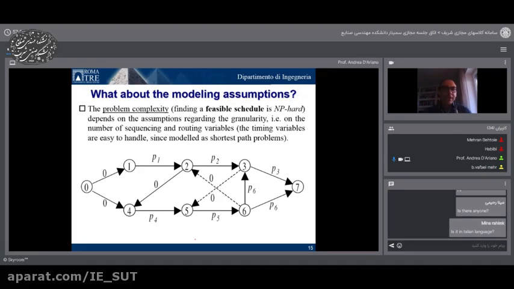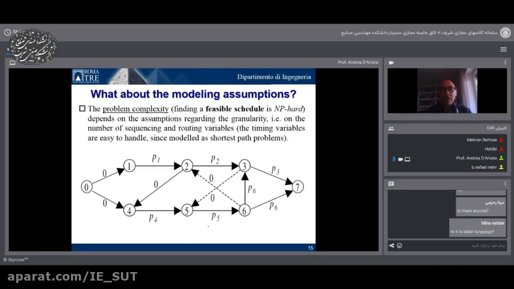This means that we are dealing with a problem in which the complexity explodes exponentially with the number of variables, and especially with the number of sequencing and routing variables. The timing variables are slightly easier to solve, especially if you represent them through shortest path problems. But in general, the message here is that problem complexity strongly depends on granularity.